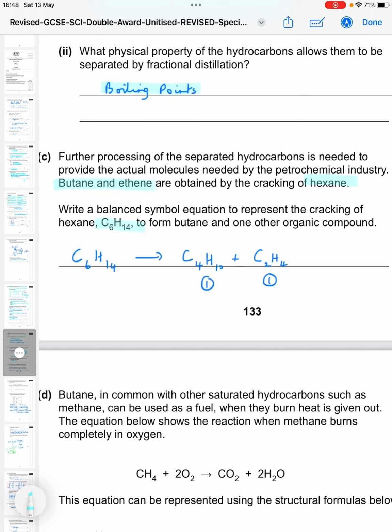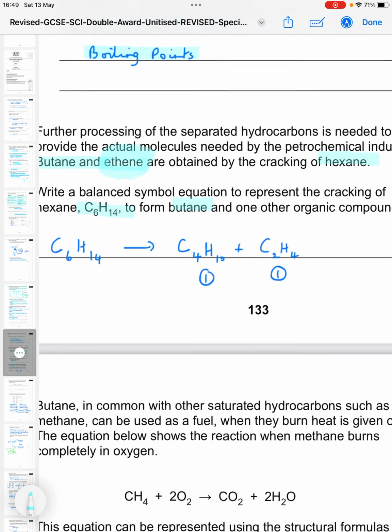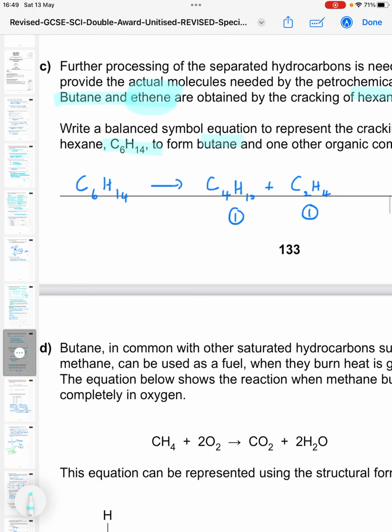So butane and ethane are obtained by the cracking of hexane. Write a balanced symbol equation to represent the cracking of hexane, C6H14, to form butane and one other organic compound. And it actually tells you in the question what that is. It's ethane there. So you can work it out anyway, because you need to work out, you know, just how much you've got.